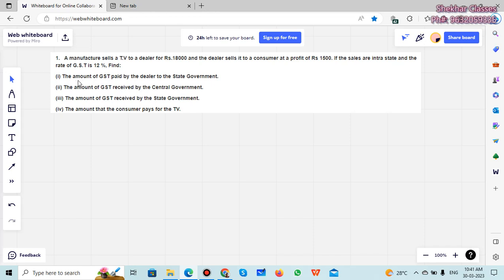Fine. The first question: the amount of GST paid by the dealer to the state government, the amount of GST received by the central government, the amount of GST received by the state government, and the amount that the consumer pays for the TV.